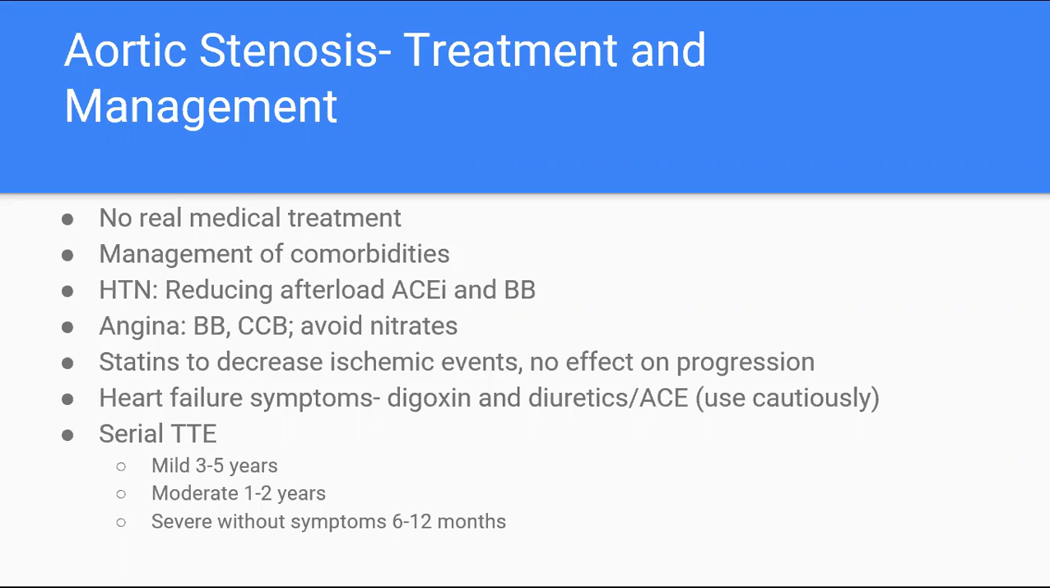Heart failure is the same thing, very delicate hemodynamic balance there. You want to diurese them, but with caution because AS is a preload dependent state. If you overly diurese, you continue to worsen your cardiac output. And I mentioned before the serial echoes. If it's mild, you want to do an echo every 3 to 5 years. If it's moderate, every 1 to 2 years, but if it's severe, every 6 to 12 months.